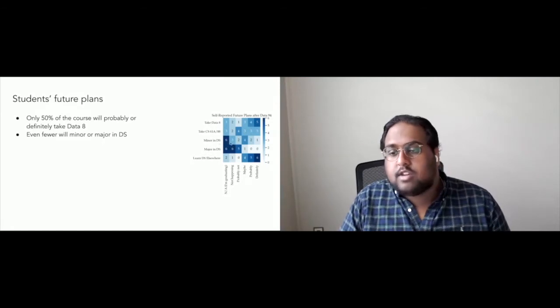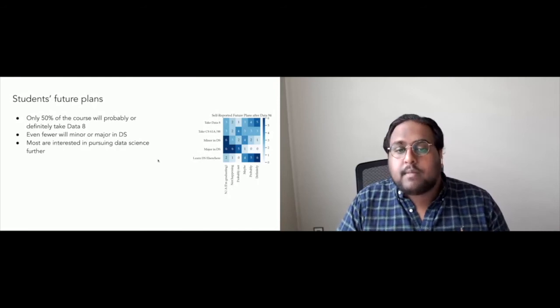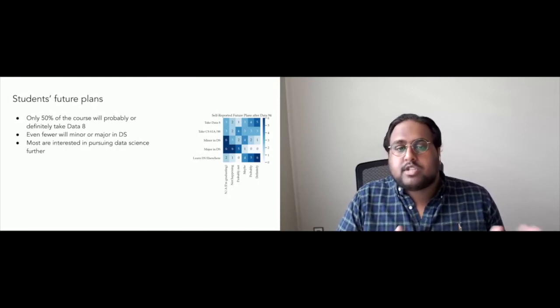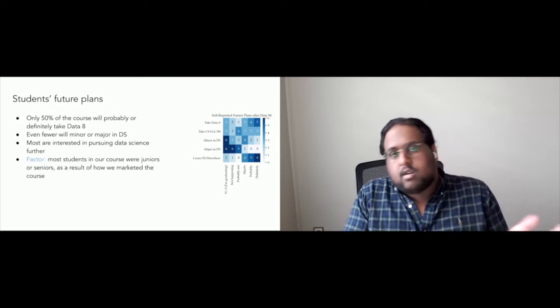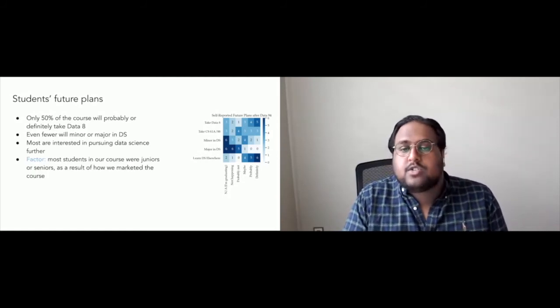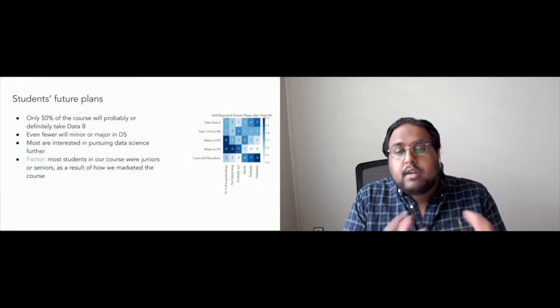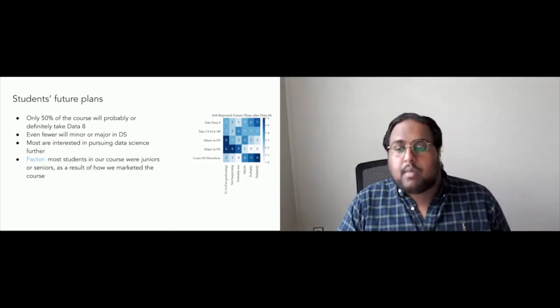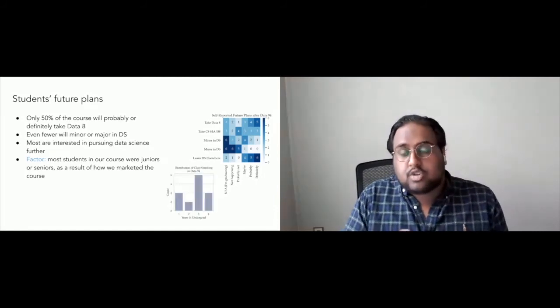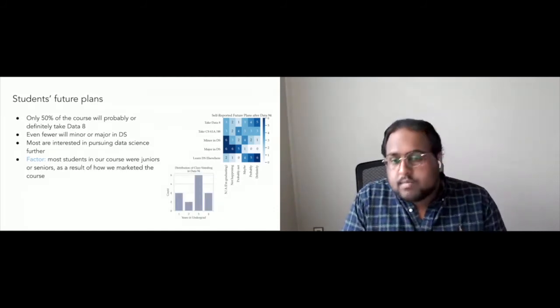Many students said it's not happening, or they're graduating, or they're probably not going to change their minor. But most are interested in pursuing data science further. There are a variety of factors that lead into their answers here, but most of the students in our course were juniors or seniors as a result of how we marketed the course. And here you can see a distribution of the years that students were in.